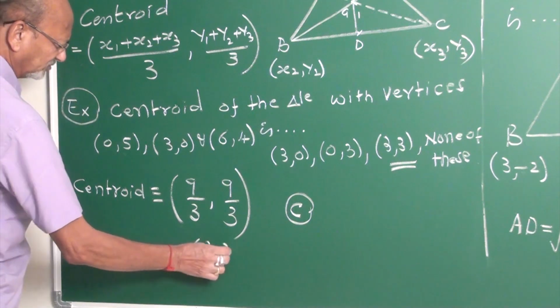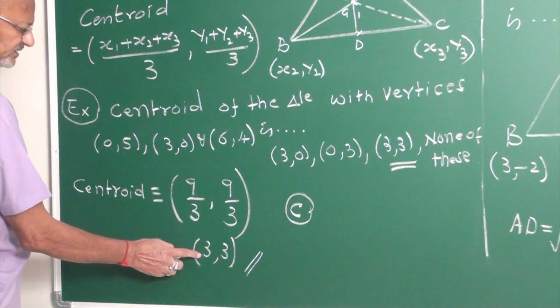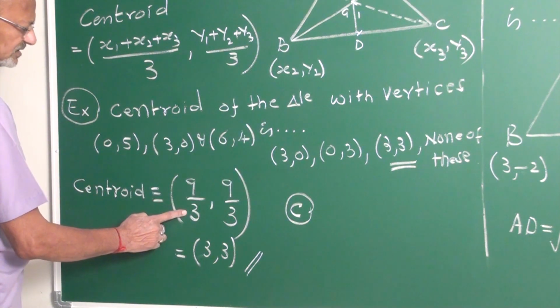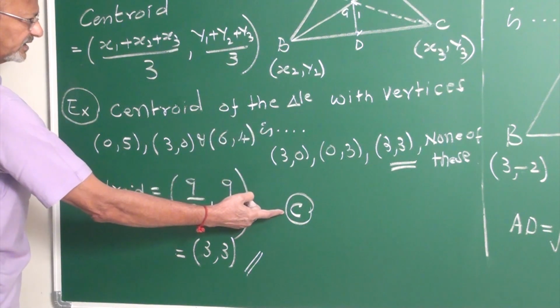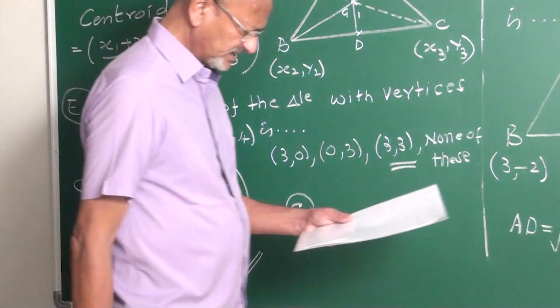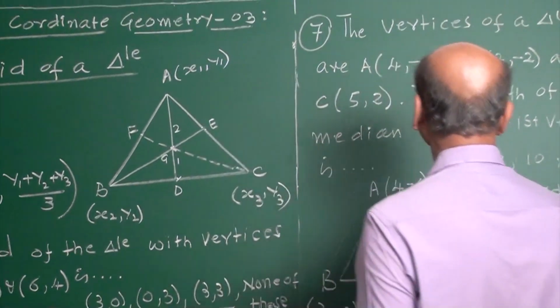Don't write (3, 3). Actually, you directly have to mark it. Don't spend time writing this answer and then marking. What is the answer? (3, 3). Just mark it. C, my friend. Then there is another example on this, centroid.